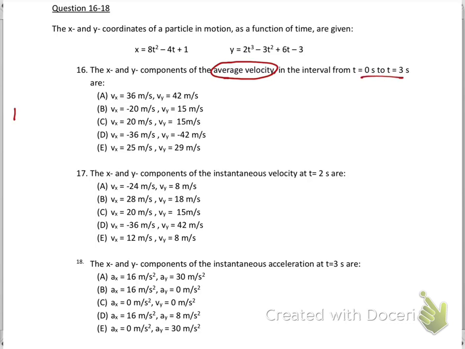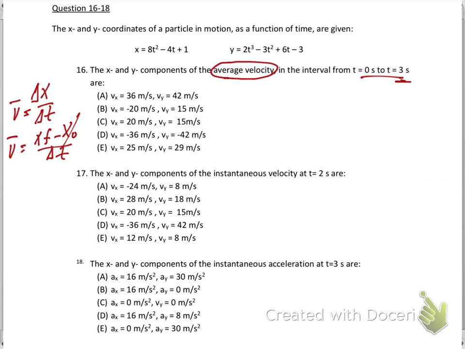All right, so average velocity we know is the displacement over the change of time. Displacement is final position minus initial position, over the change of time. The change of time is from 0 to 3, so that's 3 seconds. The initial position at time equals 0, when you plug t in, is just 0. So it's really just the final position over the change of time.